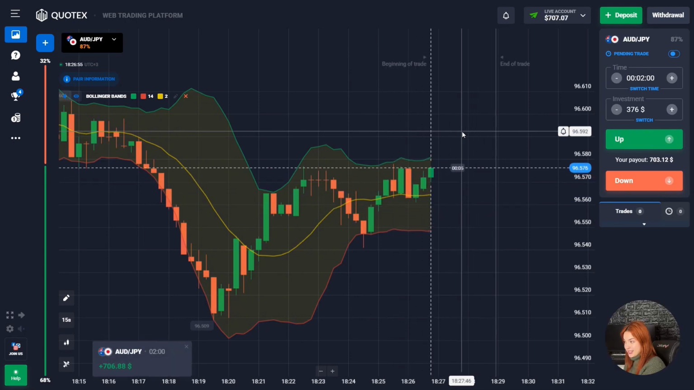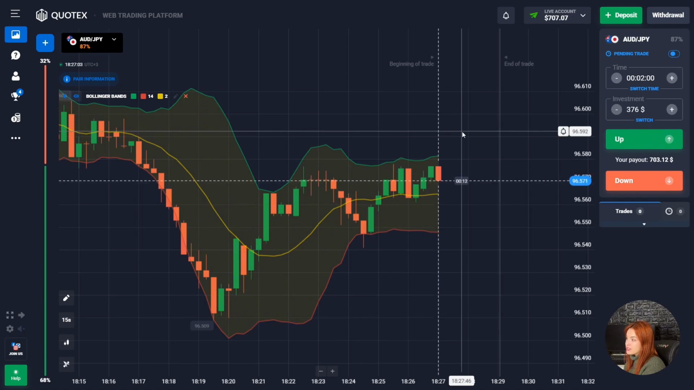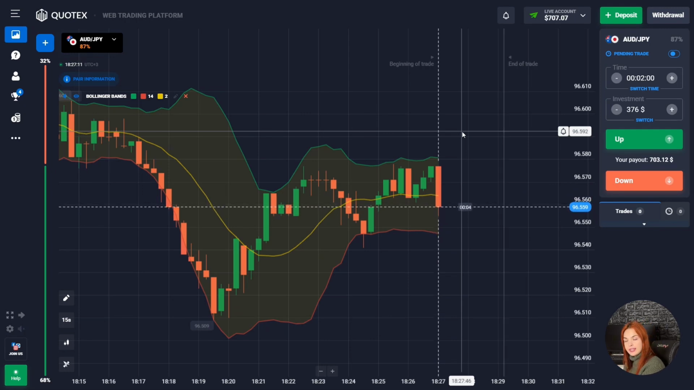So guys, as you can see, the price is showing growth and our deal is closing with a profit. In other words, we see that the indicator was right again and suggested us a really good entry point, and also 2 minutes here was totally enough for us. Well, my dear traders, let's continue and consider another situation in the market.